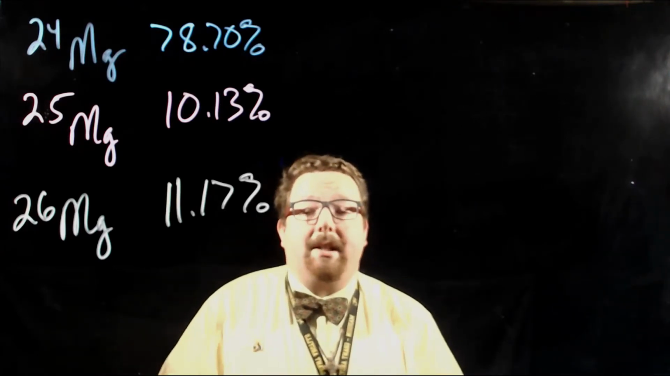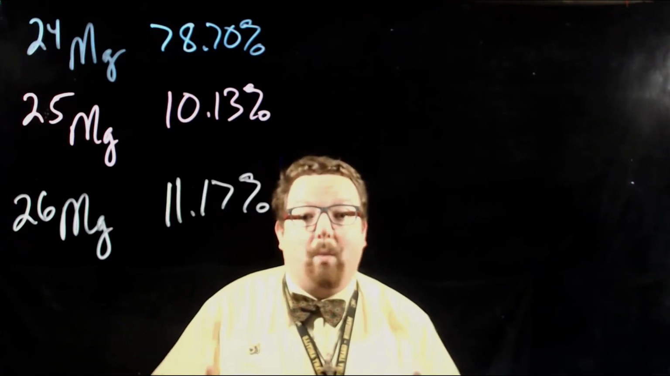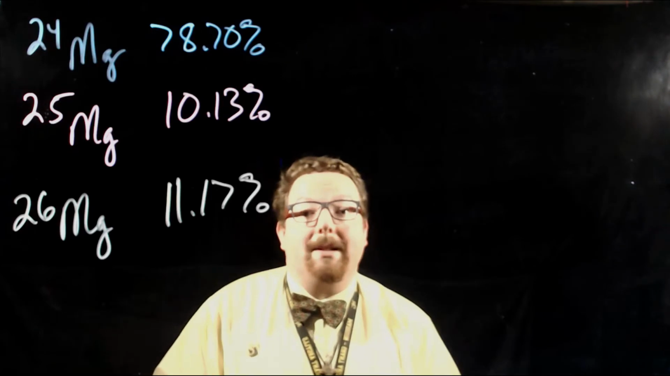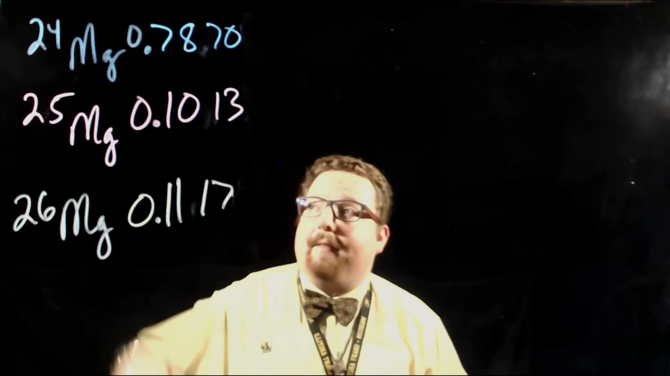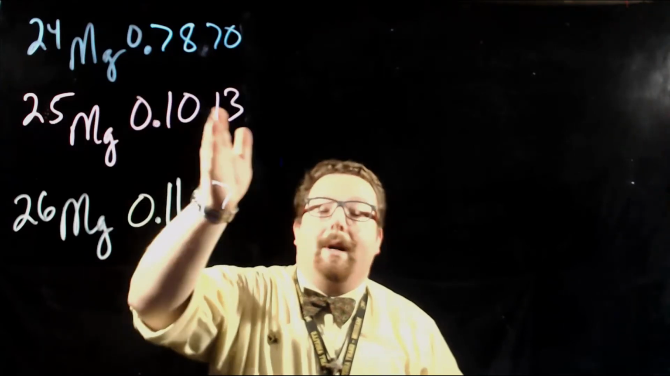This is a little bit easier when you make these percents actual decimal numbers instead of with the percent sign. All you have to do is move the decimal place over 2 places. Now there's only 2 steps left. You have to multiply the mass number by the decimal percent for each isotope.